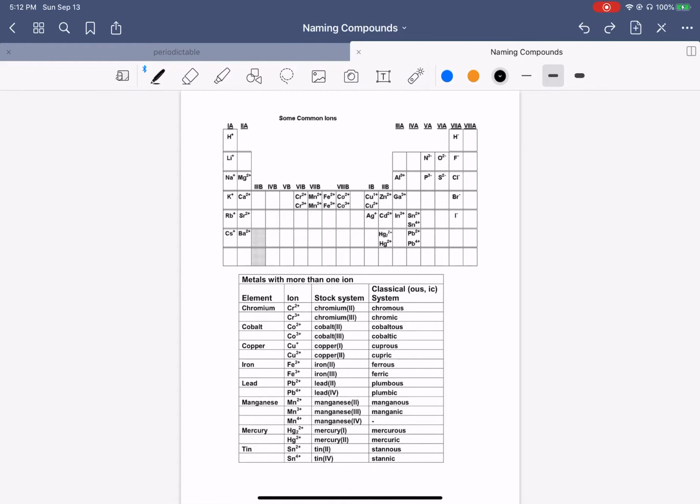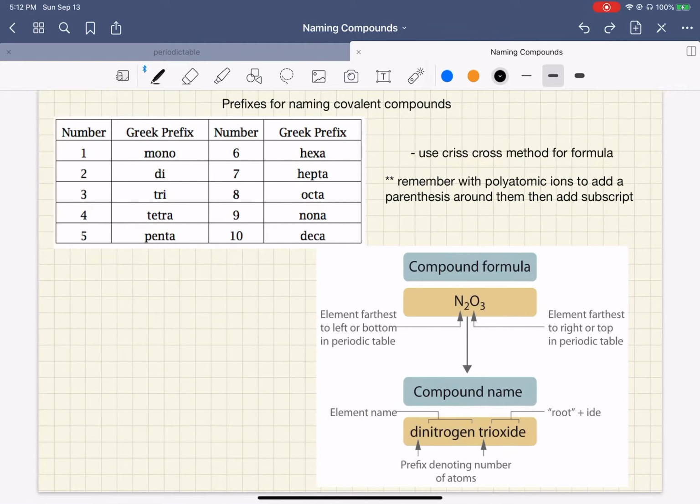All right, so let's take a look at covalent compounds. So covalent compounds, you're going to still use the crisscross method. We're going to still keep in mind that these polyatomic ions, make sure we have the parentheses to maintain that ion. And what we're going to do is the first thing is we are going to name the element. We write the formula and name it with the element that's farthest to the left or to the bottom of the periodic table, and then the element to the right or the top of the periodic table.